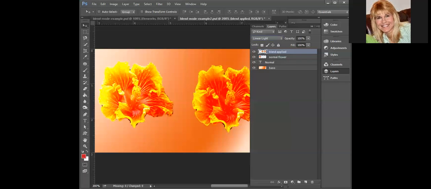Linear light. This also burns or dodges the color. It works by decreasing or increasing brightness.